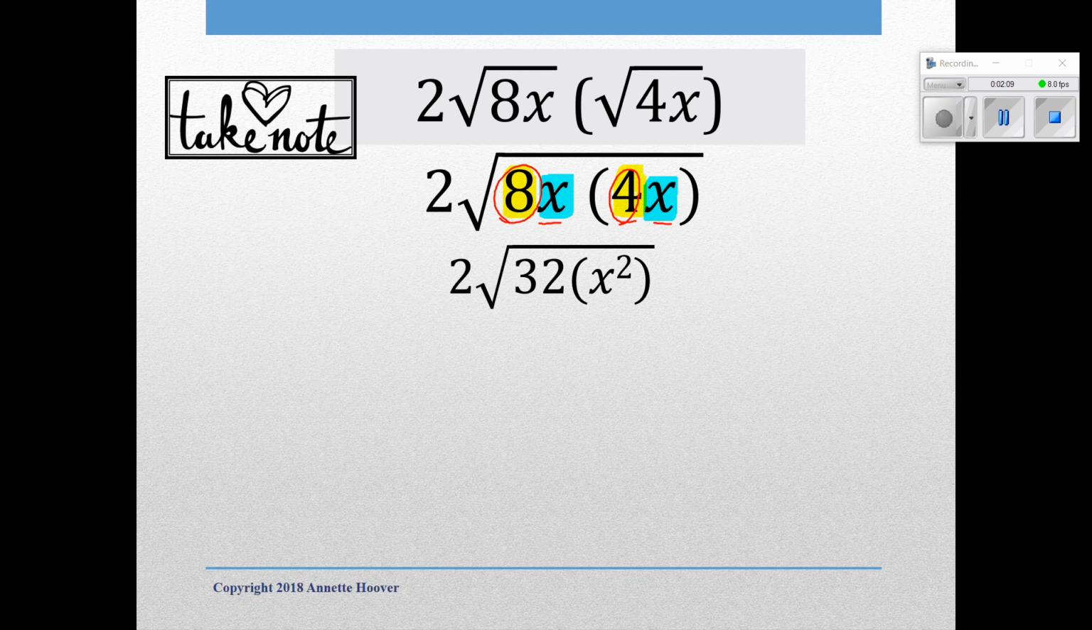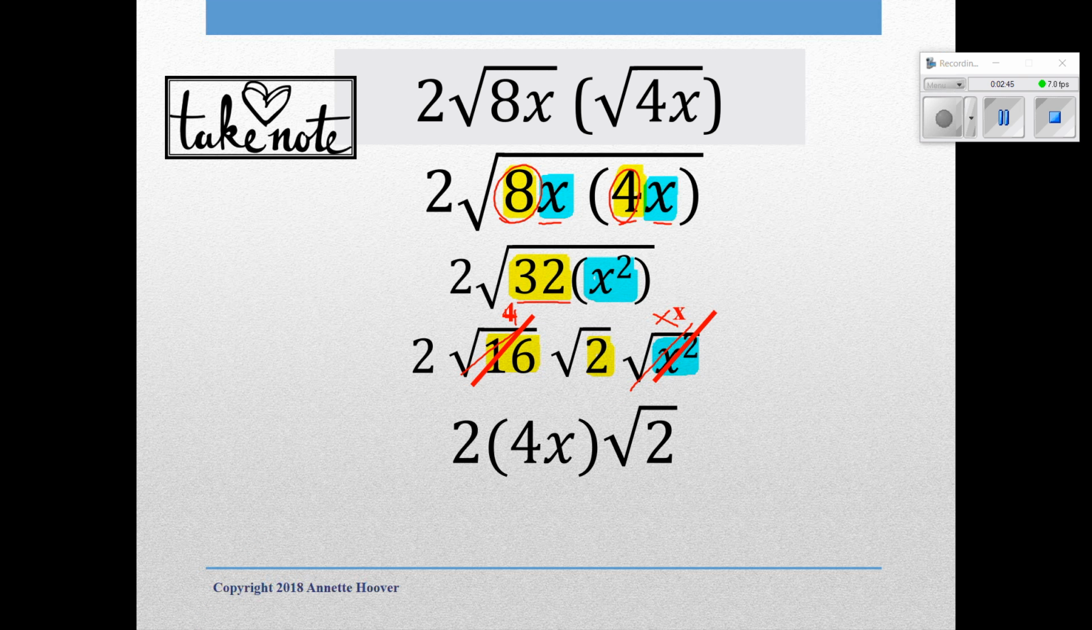So first we have the number 32, which is not a perfect square. So we try to think of two factors where one of them would be a perfect square. And I can think of 2 and 16. So I broke 32 into square root of 16 times the square root of 2. Now, what can I take the square root of? What is a perfect square? I can take the square root of 16, which would be 4. And I can take the square root of x squared, which is x, because you always half the exponent. On the outside, we have 2 times 4 times x. And underneath, we still have the square root of 2 because it's not a perfect square.